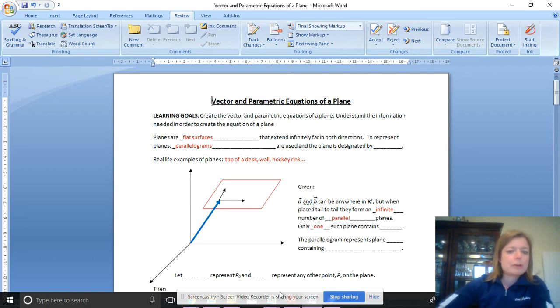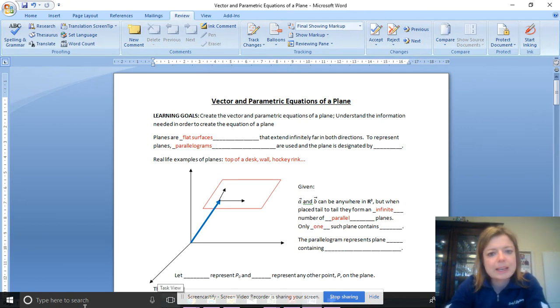So we go through on the next page anything that you need to find the equation of a plane, like what's required before you can actually find that equation. But first, let's talk about what the equation of a plane actually is.